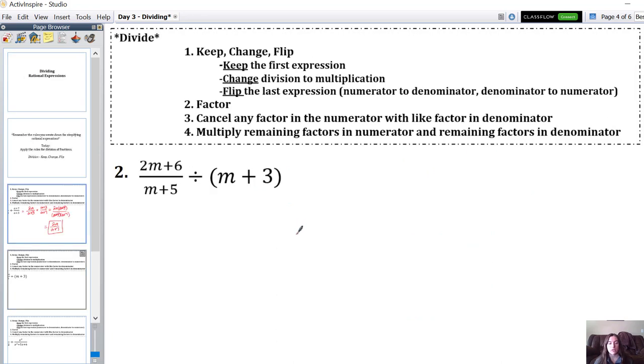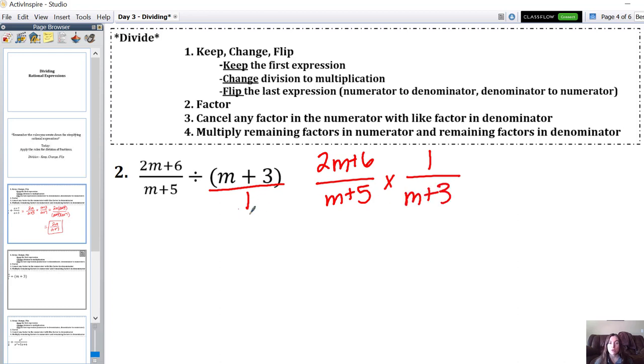In number 2, we have 2m plus 6 over m plus 5 divided by m plus 3. If this is not a fraction, this is actually the same thing as being over 1, so really it is a fraction where your denominator is 1. So we're going to keep the same first fraction, switch that sign to multiplication, flip our fraction. So now this becomes 1 over m plus 3. That's why it's important to realize that originally m plus 3 is divided by 1. So when we switch it, now it becomes 1 over m plus 3.